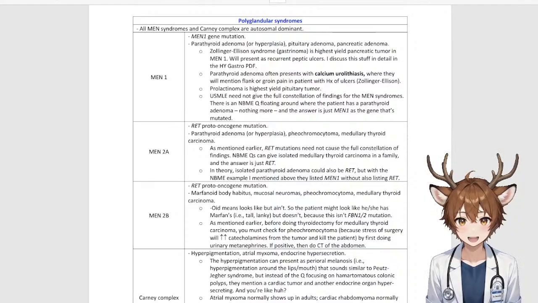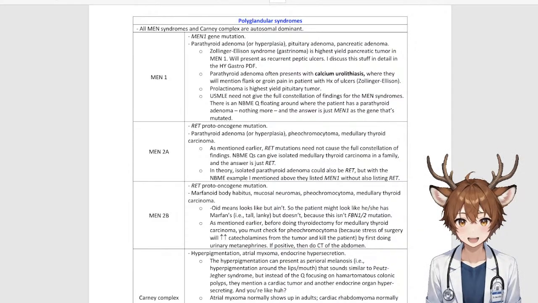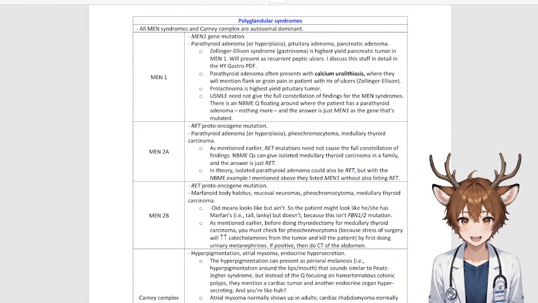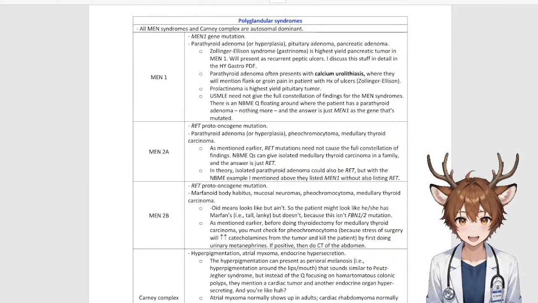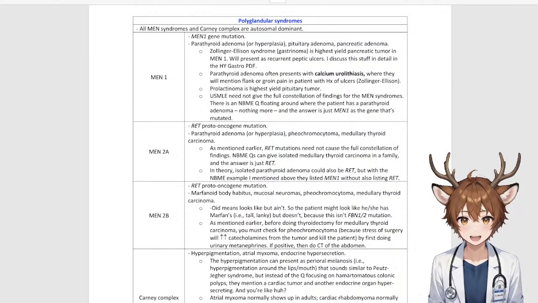USMLE need not give you the full constellation of findings for the MEN syndromes. There is an NBME question floating around where the patient has a parathyroid adenoma, nothing more, and the answer is just MEN1 as a gene that's mutated. What about MEN2A?